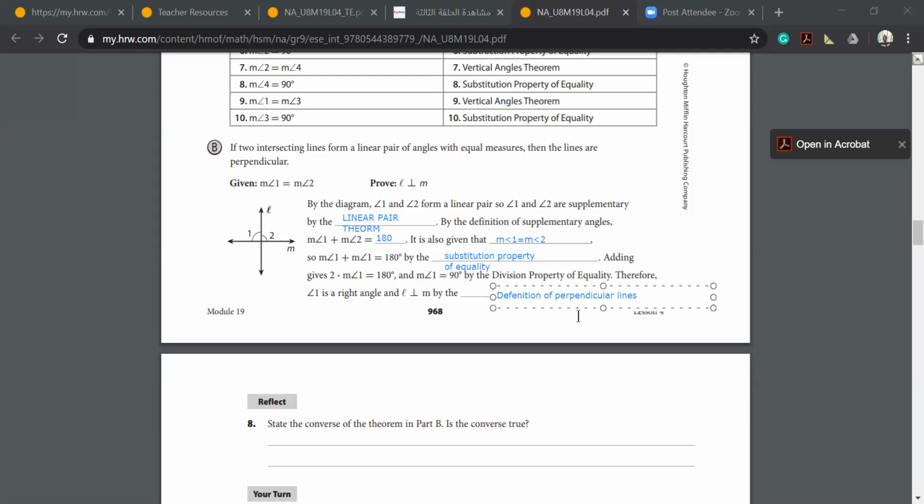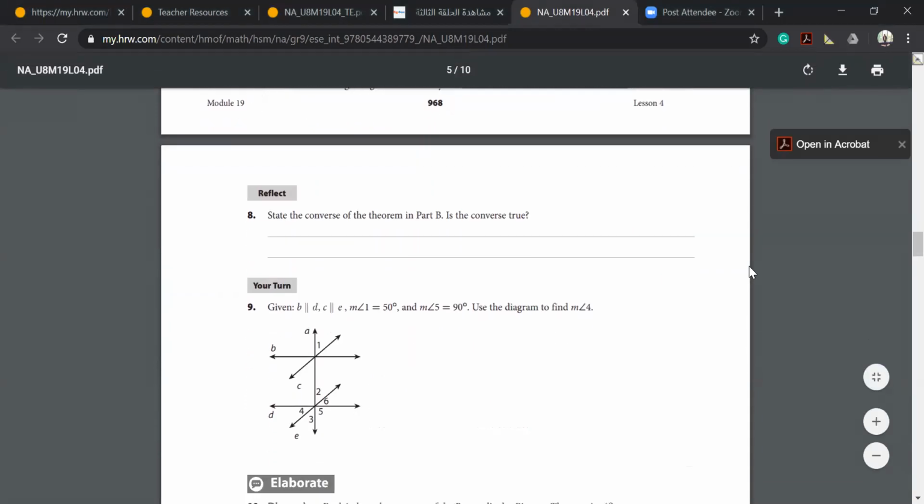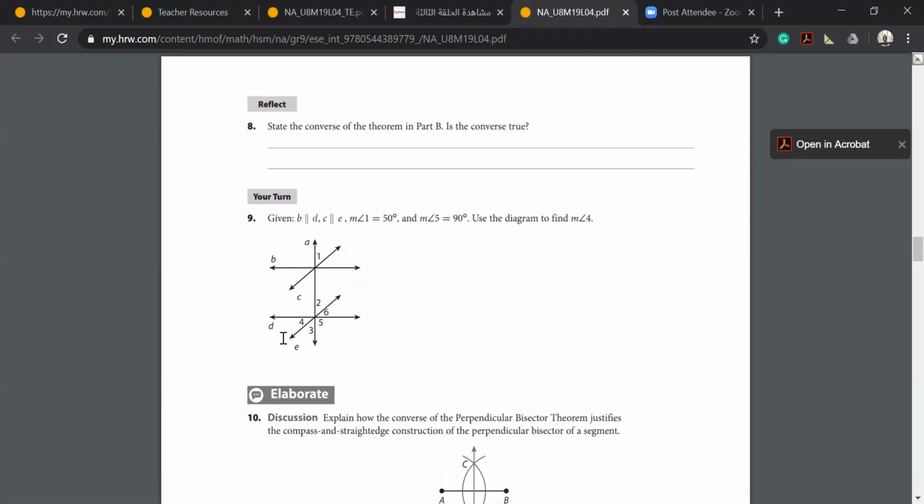Okay, understood? So again, whenever you have a linear pair in front of you and you understand, or he tells you, that angle 1 is equal to angle 2, you will already know, since they are equal, that this is 90 and this is 90. Okay? And then the last thing which is required from you, I'm going to leave this question for you. Given that B and D are parallel, C and E are parallel, you are given some angles and you are required to find some angles. This is going to be like a homework for you.